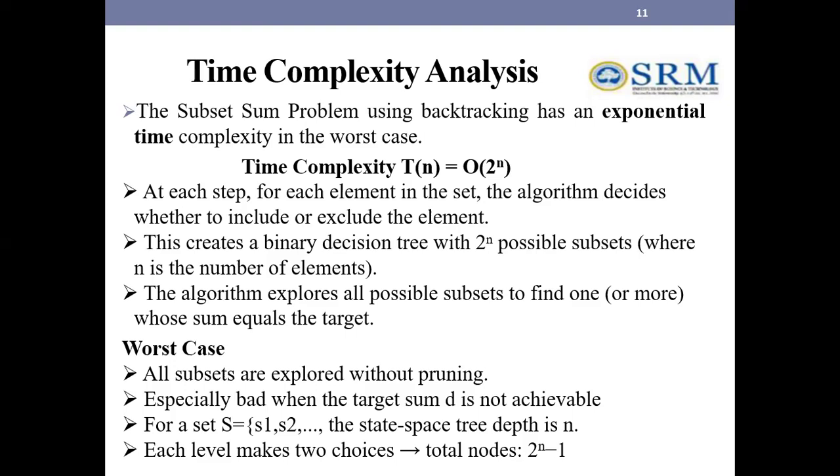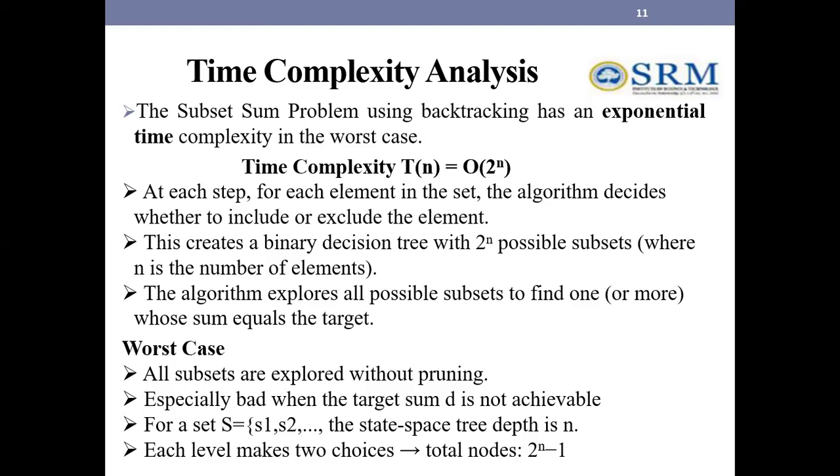All subsets are explored, especially bad when the target sum is not achievable. So we are getting only smaller values, but the target is larger and cannot be achieved. So in this worst case, we are trying all the possibilities.